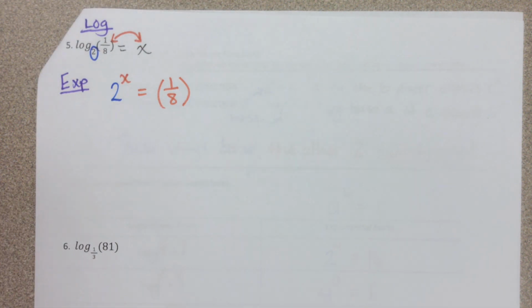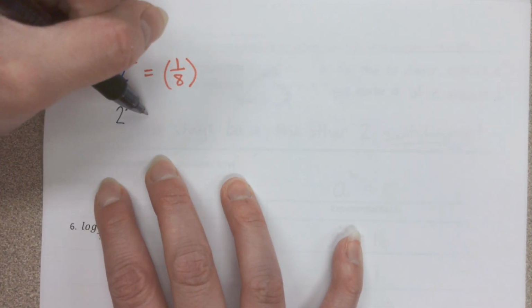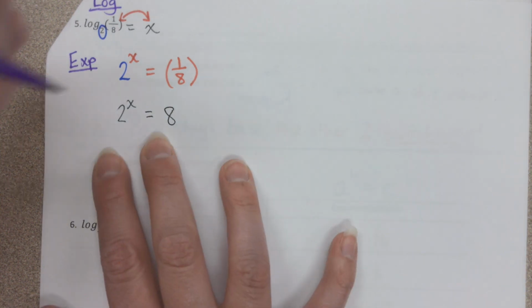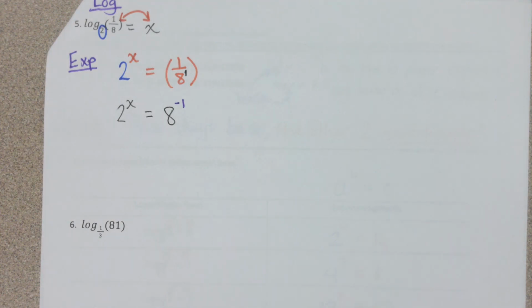First off, we have a fraction. Let's fix that. 2 to the x equals 8 to what power? Negative 1. Remember from yesterday, that's like 1 over 8 to the first, and we give it a negative to bring it back up out of the fraction.